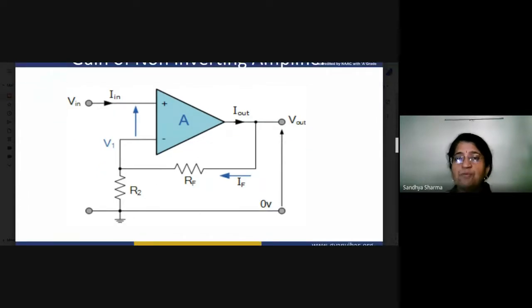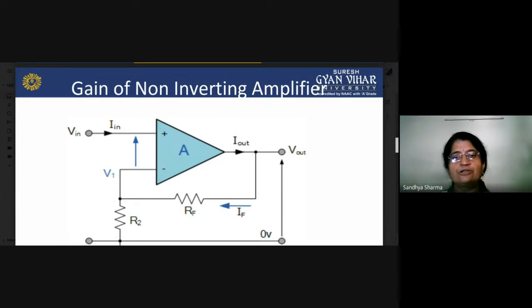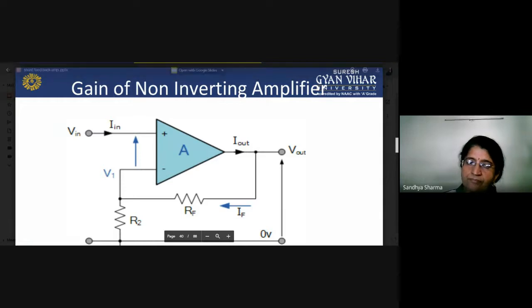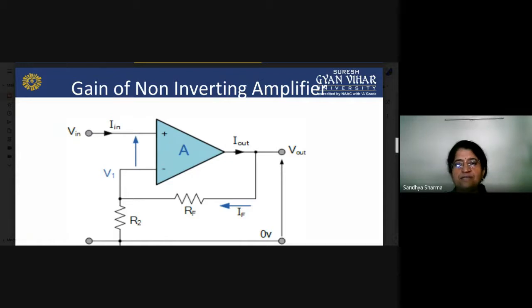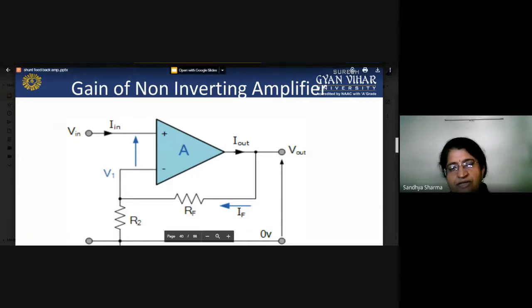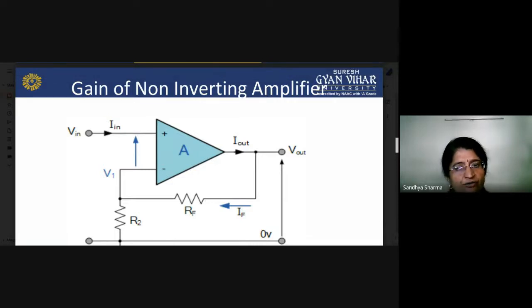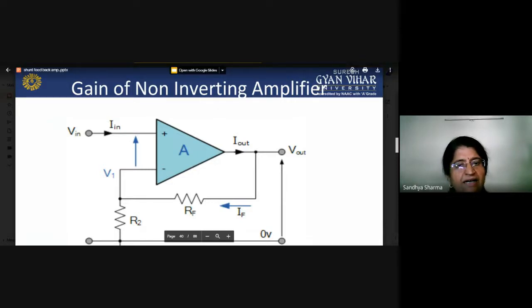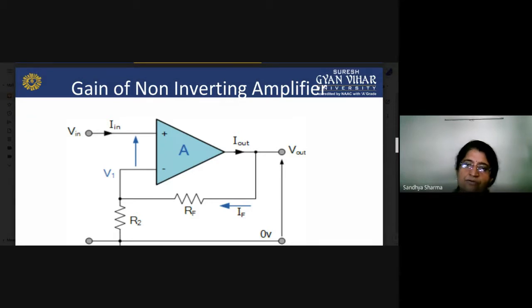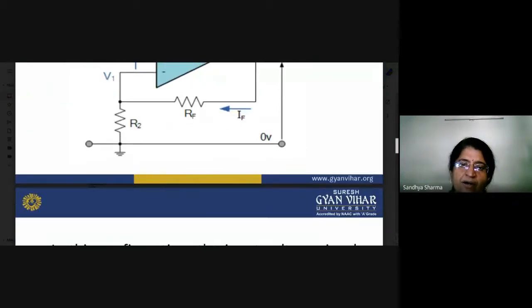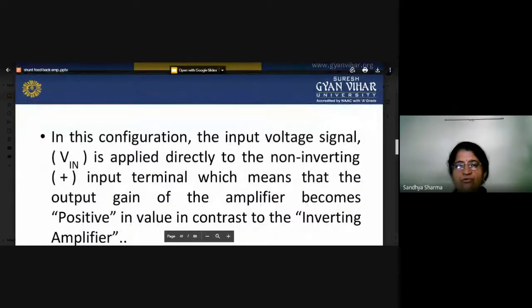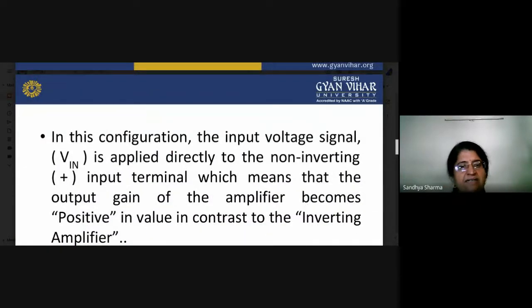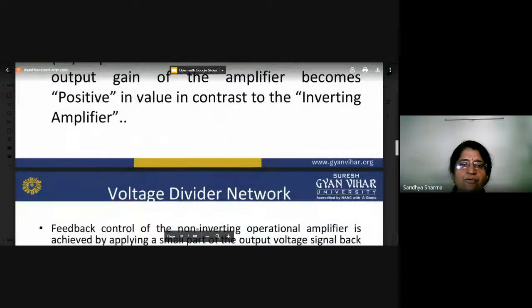We have provided a feedback connection to the inverting terminal, and we are using a resistance RF and a resistance R2 for providing the feedback to our operational amplifier. Suppose the output current IF flows here; this current will be fed back to the negative terminal. In the next slides we will see how it works. This is the same thing I told you: in which part we apply our signals and in which part we apply the feedback.